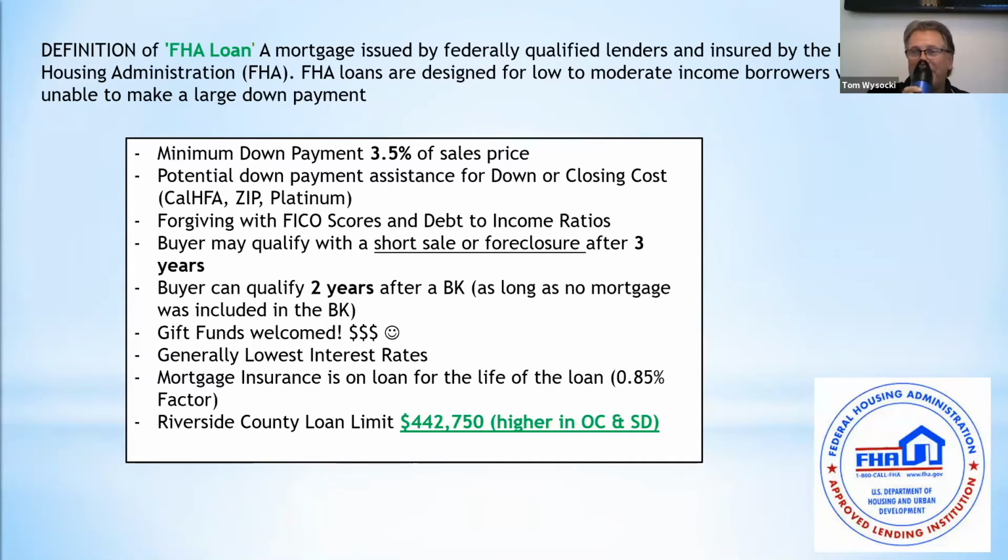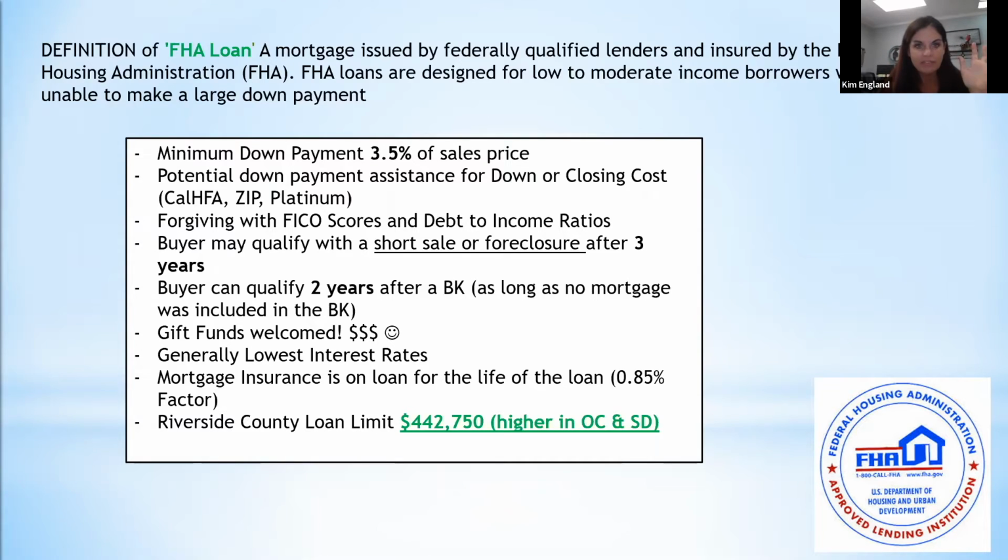All right. Basics for FHA loans, and I don't want to bore you to death, but basically an FHA loan is going to be used for somebody whose credit may not be perfect. The minimum down payment is 3.5%. And again, the Riverside County loan limit is different for Orange County, San Diego, and LA. Those are much higher if you're out of Riverside County. But FHA is one of the more forgiving loans. 2 years after a bankruptcy, as long as there was no mortgage included in that bankruptcy, you can get an FHA loan 2 years after the discharge date.